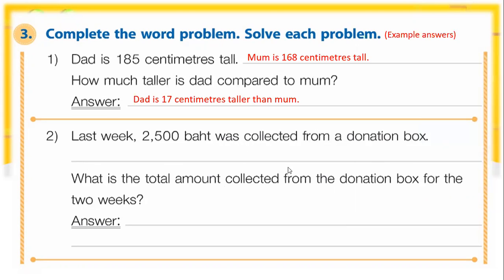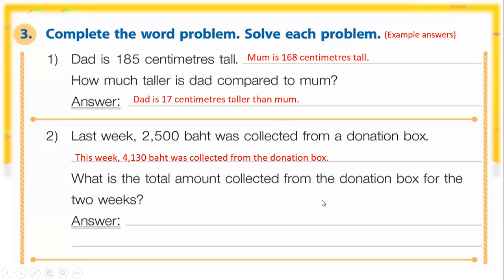So let's say, for example, we have the first information: last week 2,500 baht was collected from the donation box. The question is asking for the total donation in 2 weeks, so we should have a second information. For example, this week 4,130 baht was collected from the donation box. So now we do addition to solve the problem. We add 2,500 and 4,130, last week and this week's donations, and we will have the answer for the question.